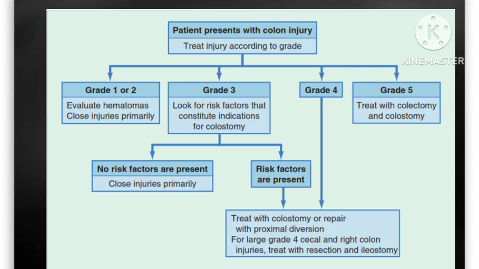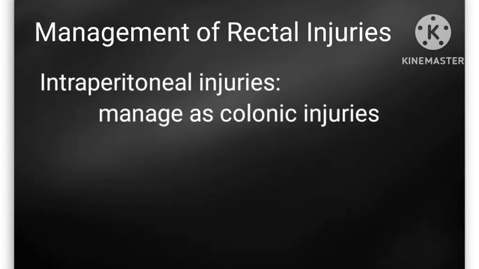This is the algorithm for management of colonic injury based on the grading system. If it is grade 1 or grade 2, we can repair primarily. In grade 3, usually primary repair or resection and anastomosis can be done. In grade 4, we can do colostomy or resection and anastomosis based on the factors mentioned above. In grade 5, we have to do colectomy and colostomy. It is also different based on the mechanism of injury. Especially with high-energy bullet injury, you have to do resection and anastomosis or colostomy because there will be thermal injury that increases the risk of leak.